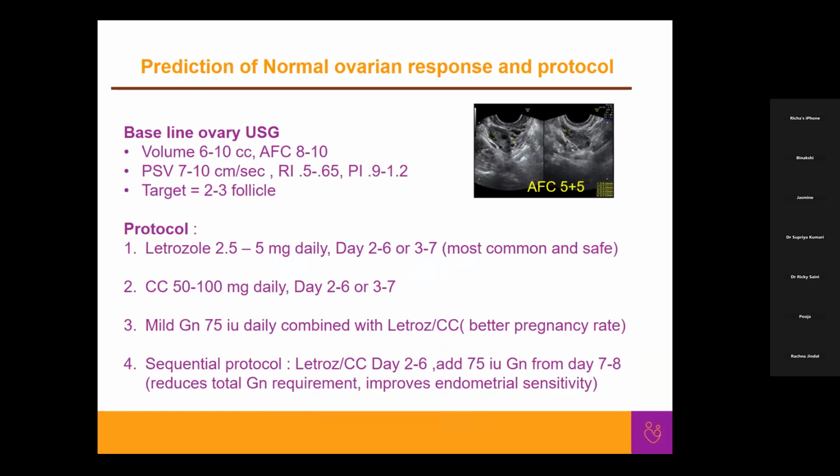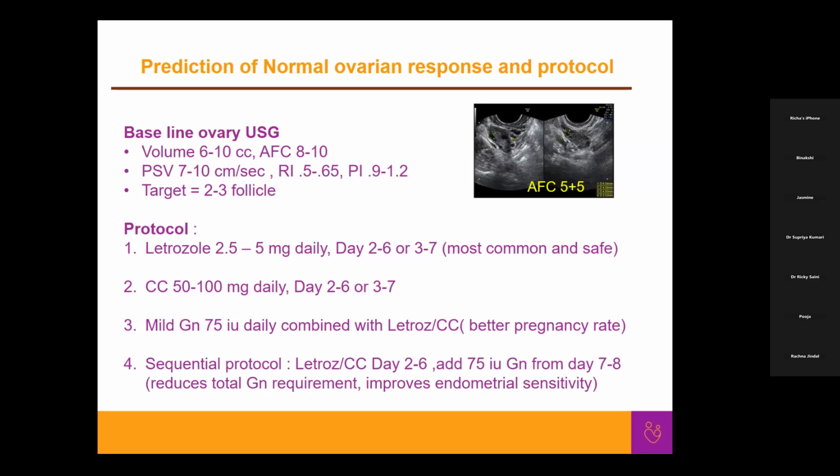Then the prediction of normal ovarian response and what protocol should be used. The baseline ultrasound of a normal ovary shows a volume between 6 to 10 cc and an AFC of 8 to 10. Peak systolic velocity is between 7 to 10, RI is 0.5 to 0.6, and PI is 0.9 to 1.2. In this ovary, our target is basically to get 2 to 3 follicles after stimulation.